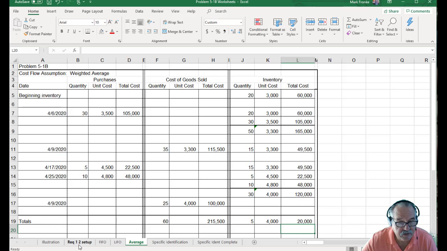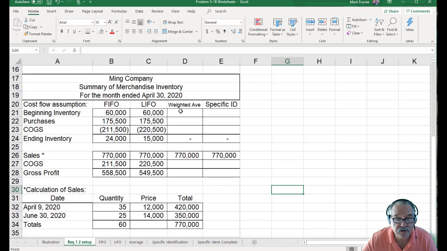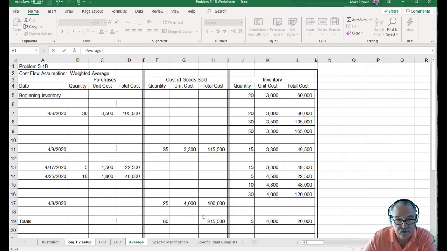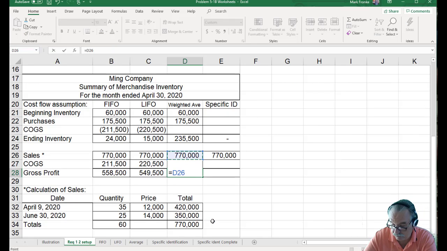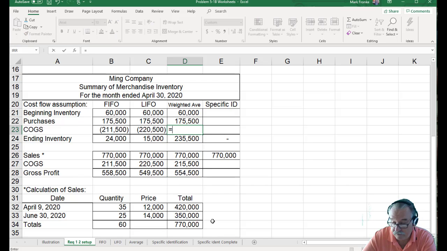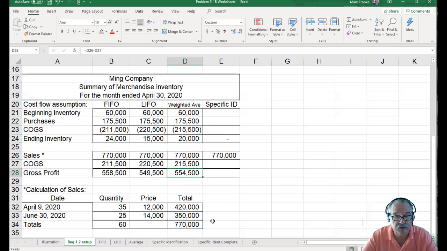So we can update our summary schedule. Again, this is going to be the same. The only thing that changes is cost of goods sold. That is now $215,500. So our gross profit is $554,500, and the ending inventory is $20,000.